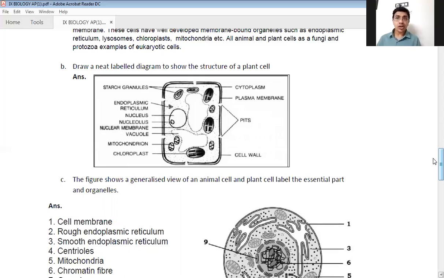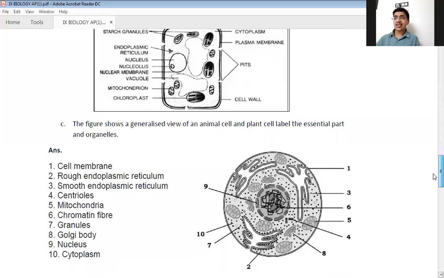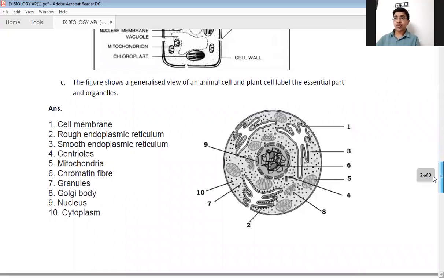So that is what is shown here very clearly. Okay, now let's go to the next question, and that is the last question that we are supposed to discuss. It is about the figure given in the question paper, and you are supposed to label all the essential parts and organelles according to their numbers shown in the figure, right? So let's try to understand each one of them one by one.